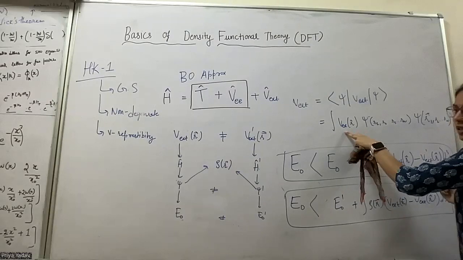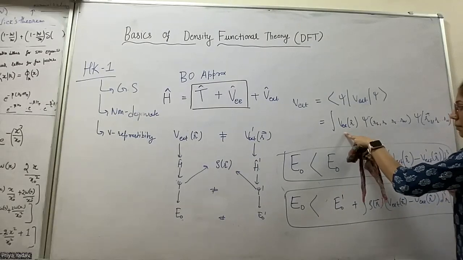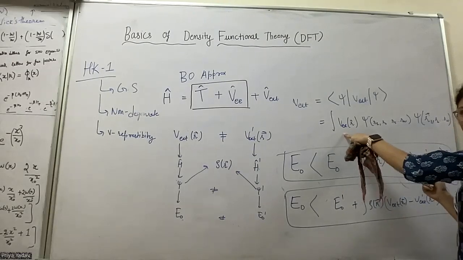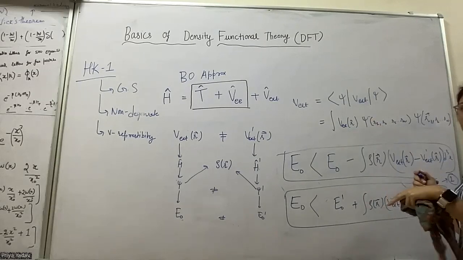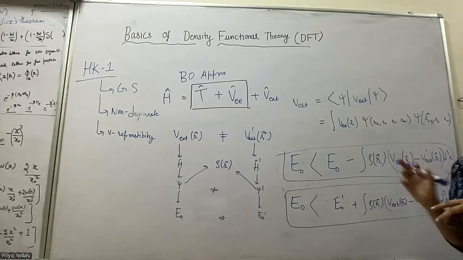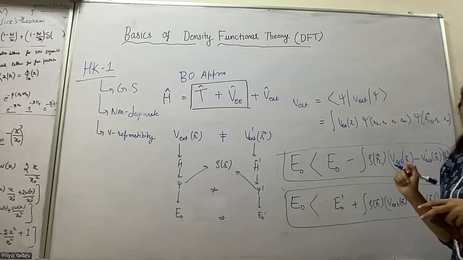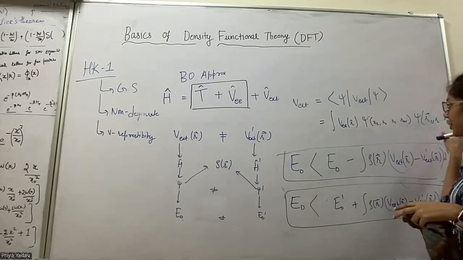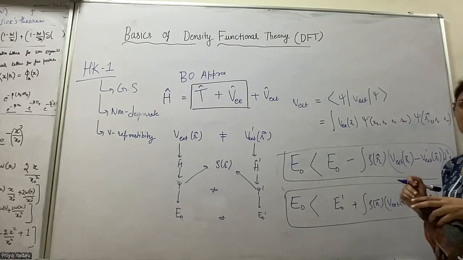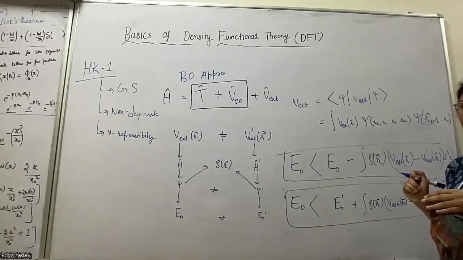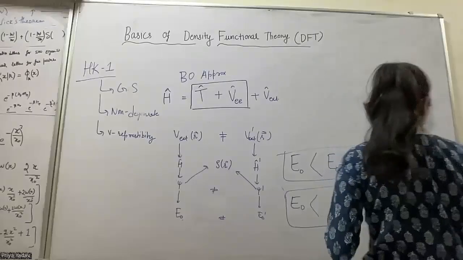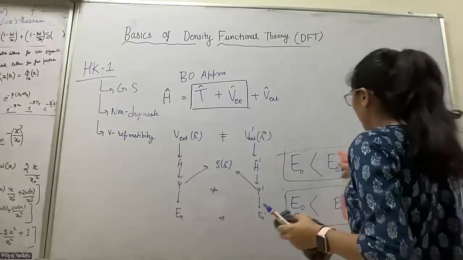And this V external is dependent on my Z, and that is divided by 1 by the internuclear distance. So I can write simply as V external, and this I can write as rho r, if I integrate it over all the coordinates. So this is the first Hohenberg-Kohn theorem.